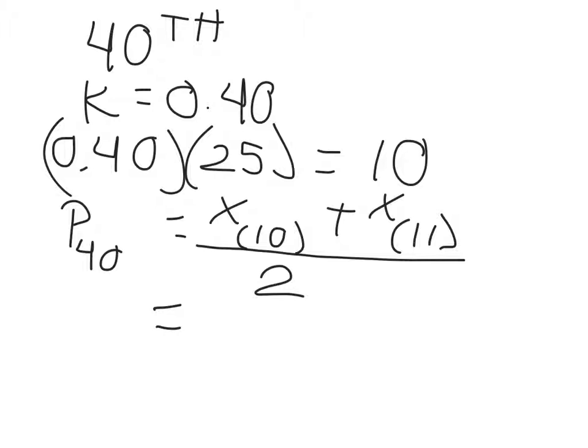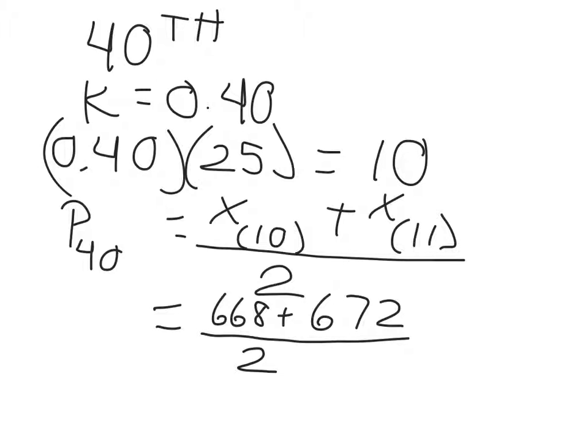Okay, so the value at position 10 is 668. The value at position 11 is 672. I'll add those up, divide by 2, and that's going to give me 670. So the 40th percentile is 670. Now, whenever you do an average, the value doesn't necessarily have to appear in the data set itself. Don't get worried about that. That's okay.